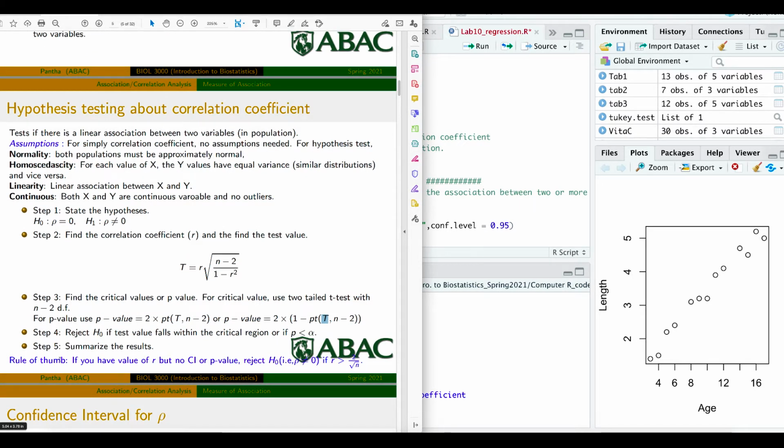So the rule of thumb is, if you have the value r but no confidence interval or p-value, reject H0. That means say that the correlation coefficient is not 0, meaning the population variables are related to each other, if the absolute value of r is greater than 2 over root n. Usually if r is greater than 2 over root n, the decision of the hypothesis testing will be reject H0. Okay.